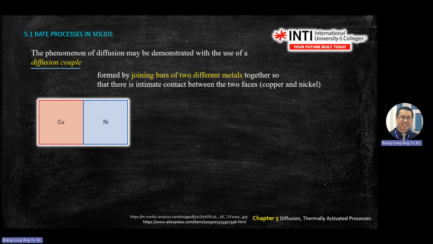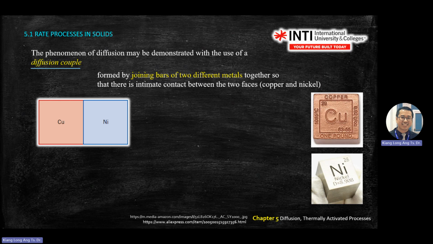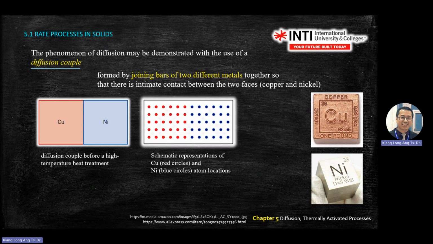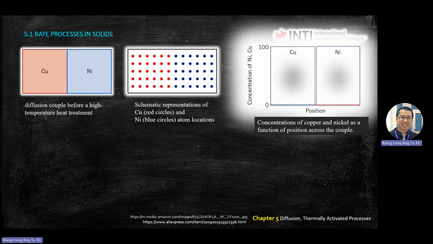So let's say you have two types of materials, copper and nickel. You put them side by side. Copper looks something like this color, right? Then nickel is very small, right? So this one is before high temperature, before heat treatment. It looks like this. So we will draw a schematic presentation of copper and nickel. Red color represents copper, blue color represents nickel. And then there's a graph there to represent the concentration versus position.